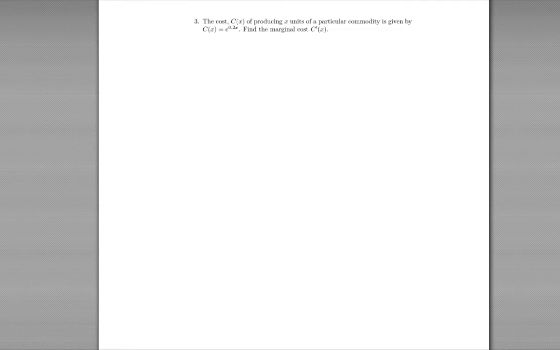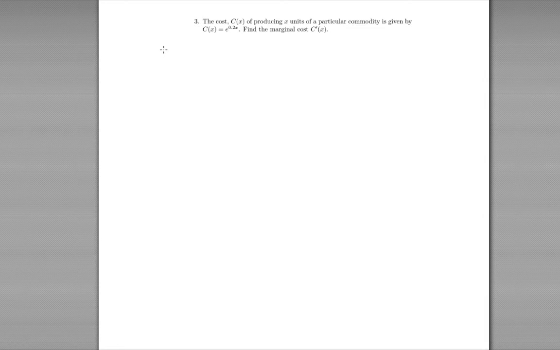So let's use derivatives to calculate the marginal cost of producing a commodity. Here we're given that the cost, capital C of x, of producing x units of something is given by e to the 0.2x, and they would like the marginal cost. So the marginal cost is the derivative of C with respect to x. So let's calculate that derivative now.